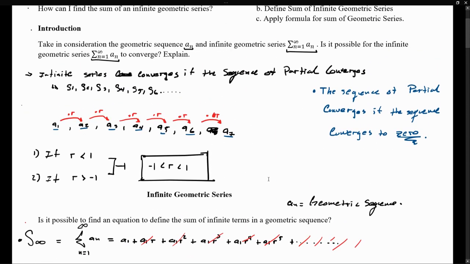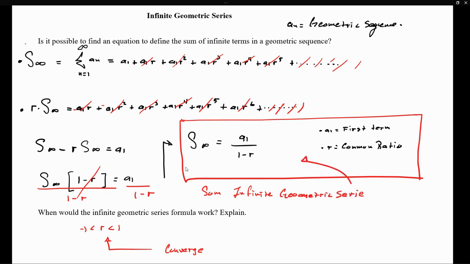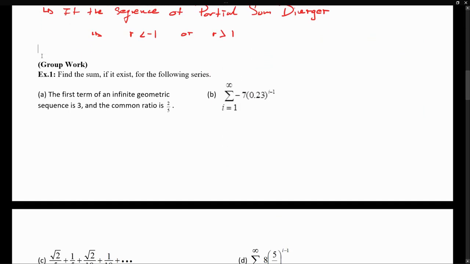So this is a good explanation as to how the formula that we do have for the sum of an infinite geometric series works. This is what we call it. This is the sum of the infinite geometric series. It's a formula. Now, let's use it. Let's take a look at some examples.